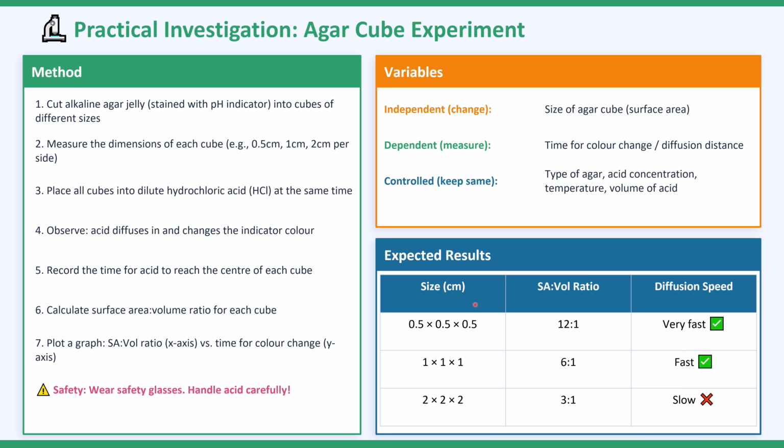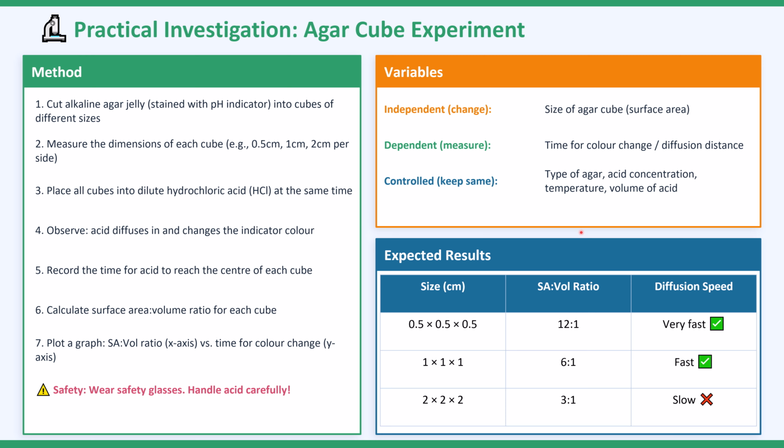Here, size in centimeters: 0.5 multiplied by 0.5 multiplied by 0.5, and then 1 multiplied by 1 multiplied by 1, and 2 multiplied by 2 multiplied by 2. Here the surface area to volume ratio is 12:1, here 6:1, here 3:1. Diffusion speed here is very fast, here slow.